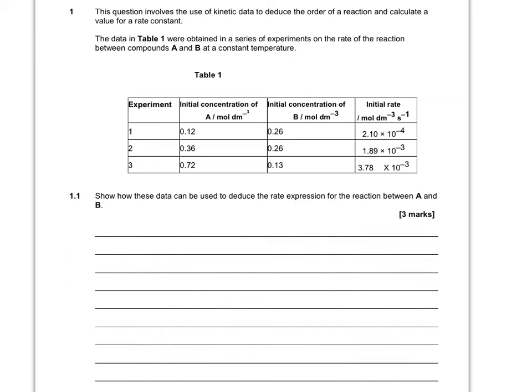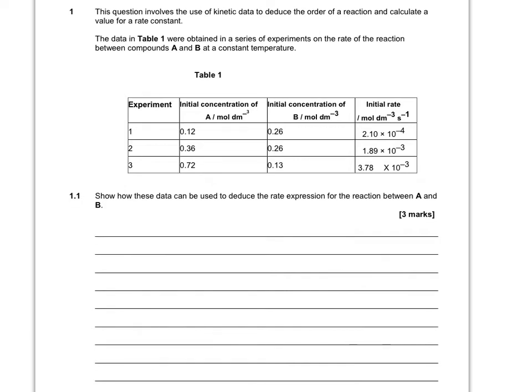A-level mock exam. Question 1. This question involves the use of kinetic data to deduce the order of reaction and calculate a value for the rate constant. The data in Table 1 were obtained in a series of experiments on the rate of reaction between compounds A and B at constant temperature. Show how these data can be used to deduce the rate expression for the reaction between A and B.